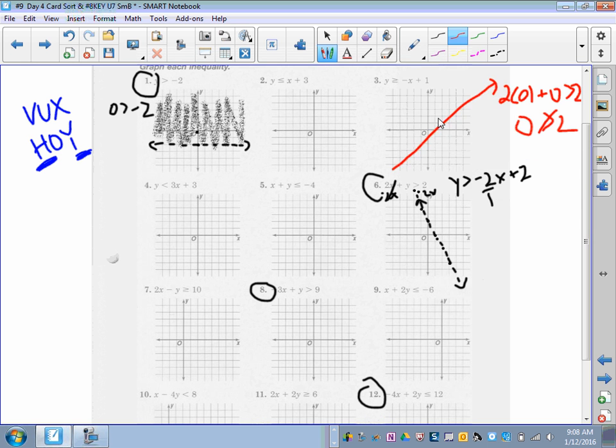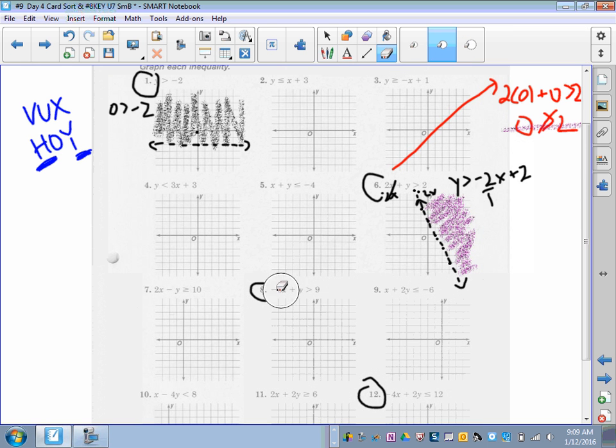So which side are we going to shade then? The one that's above it-ish to the right? Because that does not include my 0, 0. 0, 0 was not a solution, so I do not shade 0, 0.